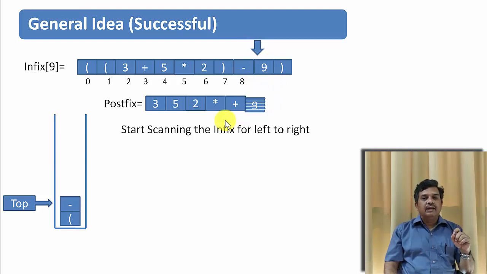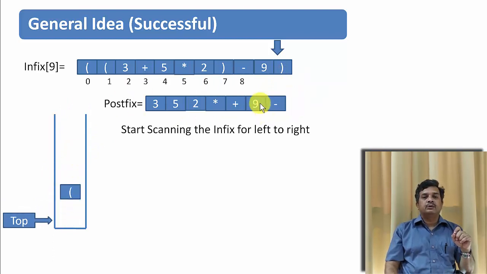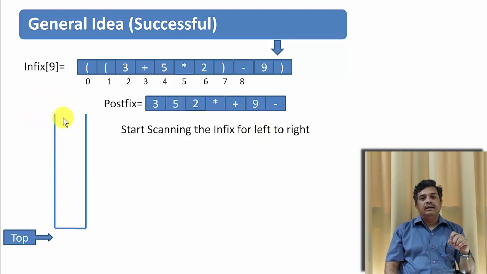postfix expression. And the next character scanned is a right parenthesis. For that, I have to pop from the top of the stack and write in the postfix expression until the left parenthesis appears. Now you can see we reached the last character of the infix expression and the top of the stack is now pointing to -1, indicating that the stack is also empty. So you can get the required postfix expression as 3 5 2 star plus 9 minus.